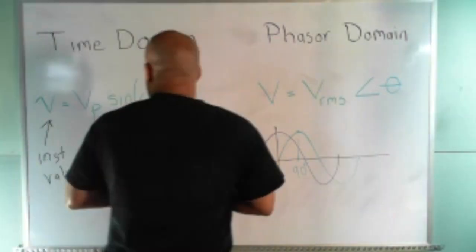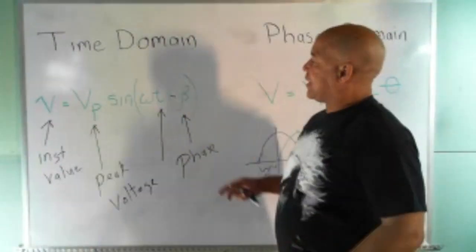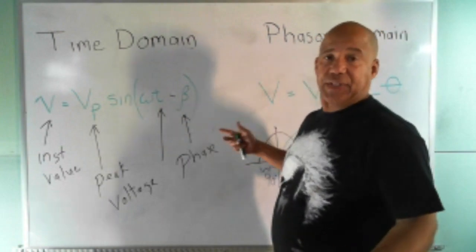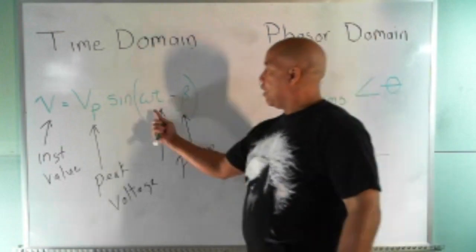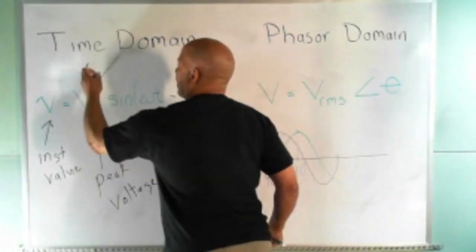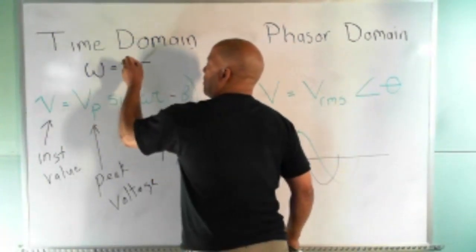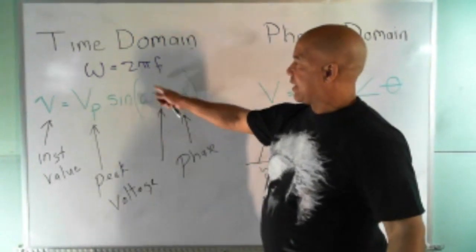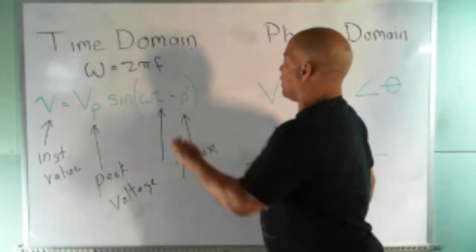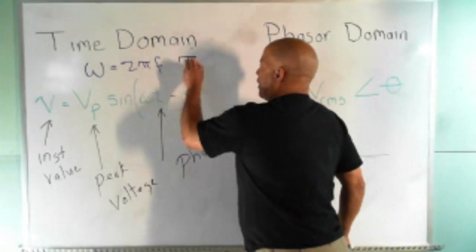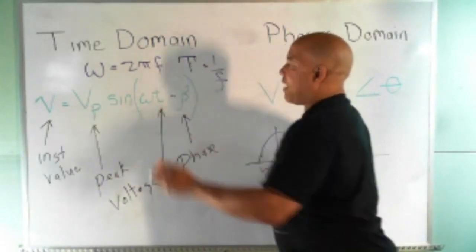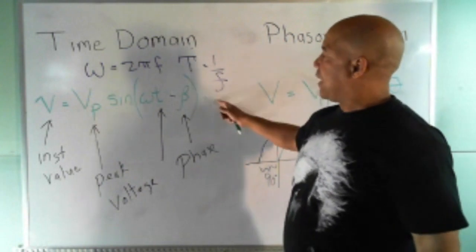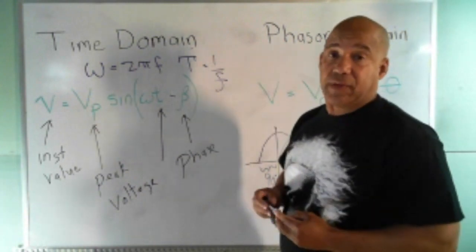If you understand this idea, this time domain expression, you really get a lot of information out of here. For example, we know omega equals 2 pi f. So by just looking at that, I can get the frequency. Once you've got the frequency, we know that the period is 1 over the frequency. So when I have a waveform written in time domain, we can get a lot of information out of it.